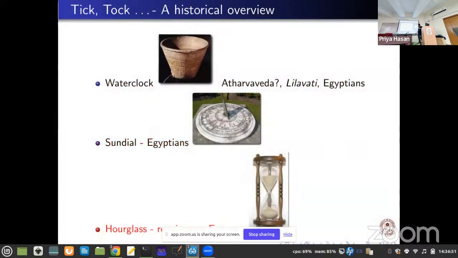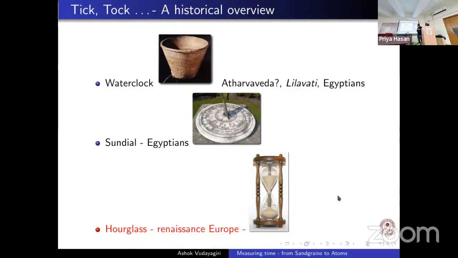Of course, the hourglass came somewhere in Renaissance Europe. The Renaissance in Europe started around 1300, 1400 AD. So then they started making the hourglass, where sand slowly falls into the second chamber, and after that you can turn it around.